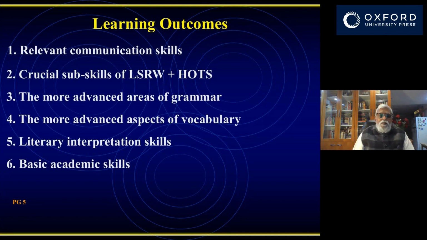3. Learners furnish evidence of the ability to handle the more advanced areas of grammar, like reported speech, non-finites, and passive constructions, in both receptive and productive tasks. 4. Learners provide proof of having acquired the more advanced aspects of vocabulary, like collocation and connotation, in both receptive and productive tasks.